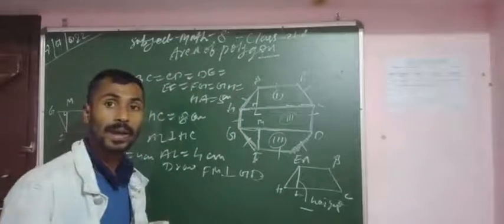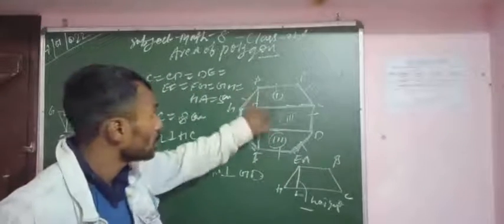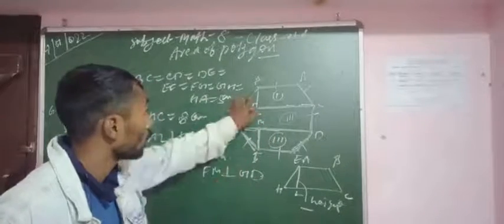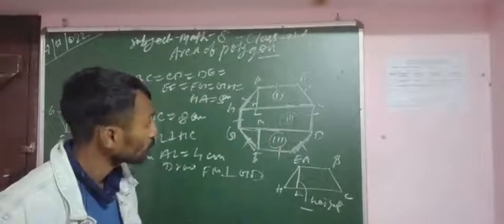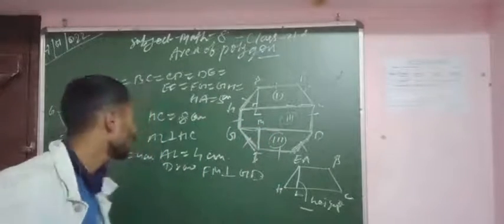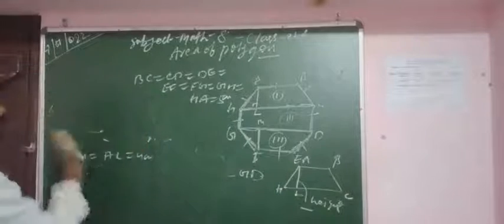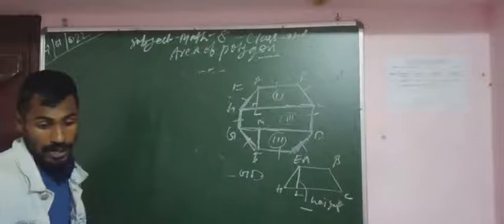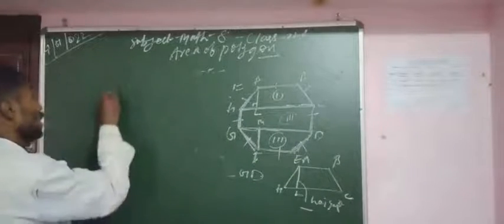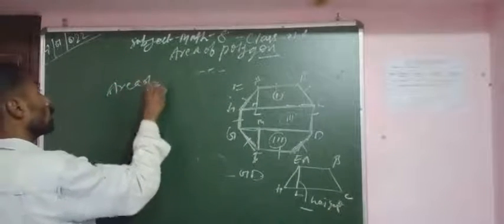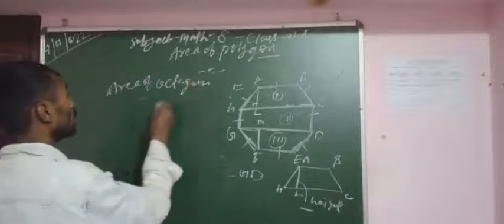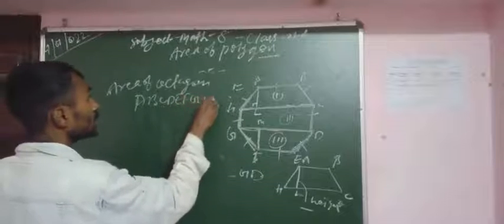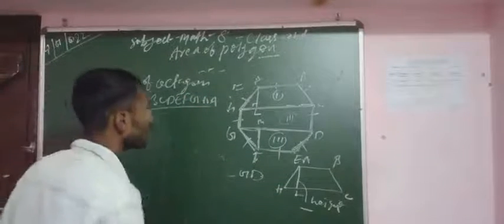The whole figure is divided into 3 parts: first trapezium, rectangle and trapezium. So now we have the proper formula to calculate the area of trapezium, rectangle and again trapezium. Now we can mention this line: the area of octagon ABCDEFGH.